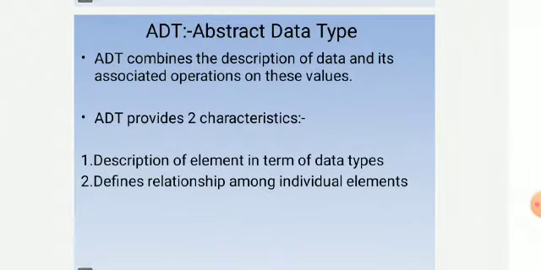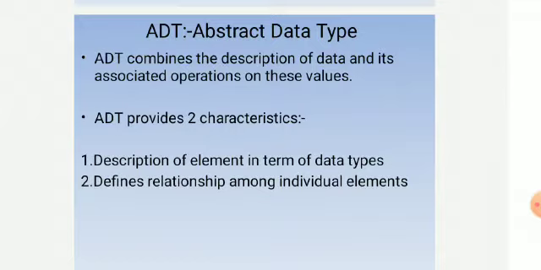Now we can say a data structure is an abstract data type. Now what is the meaning of abstract data type? Abstract data type combines the description of data and its associated operations on these values. It means what? The description of data indicates the data elements and what operation is going to be performed on those data elements. Same example we are considering, addition of two numbers.